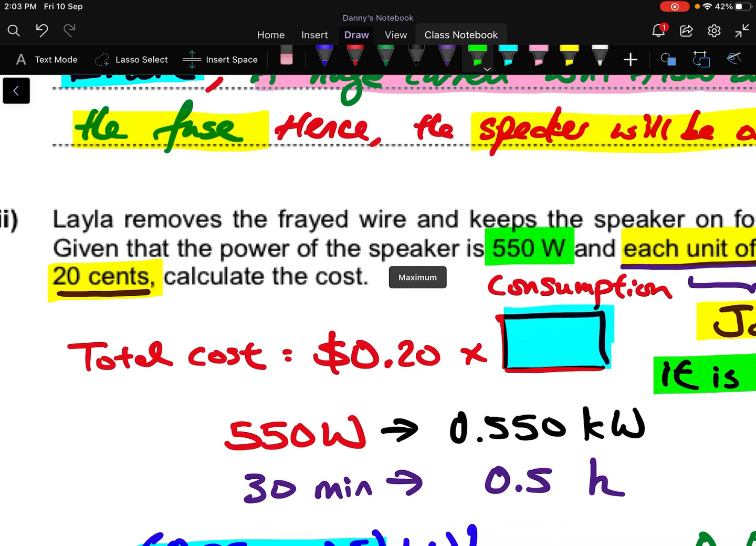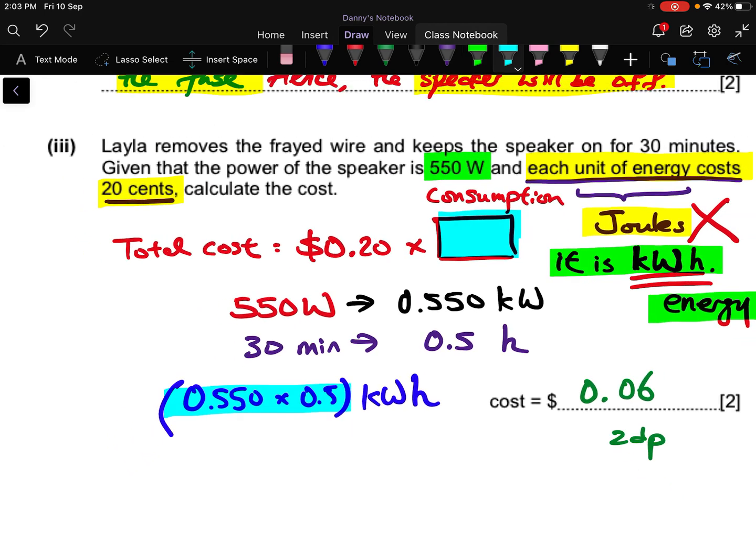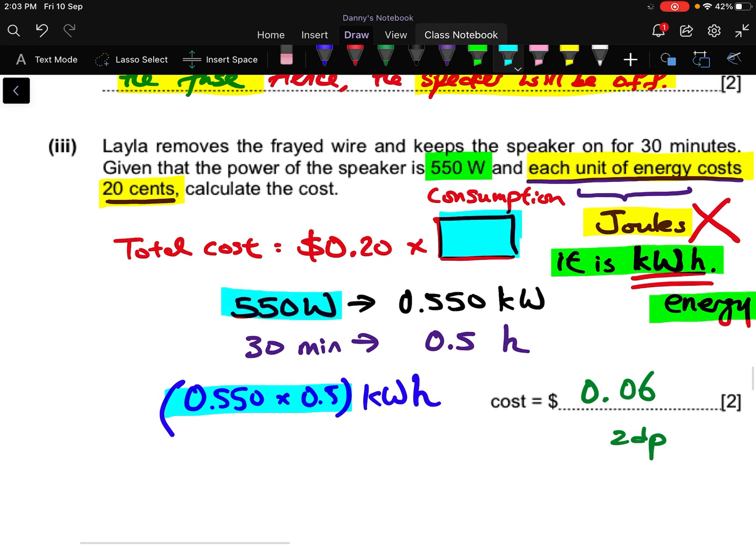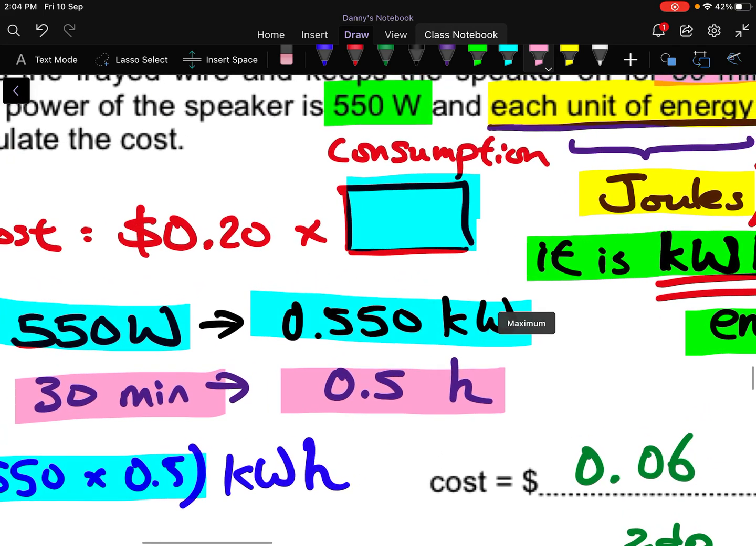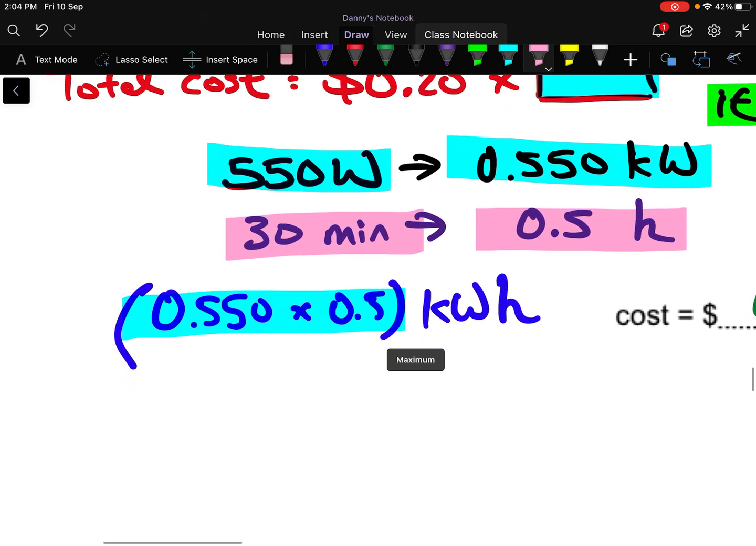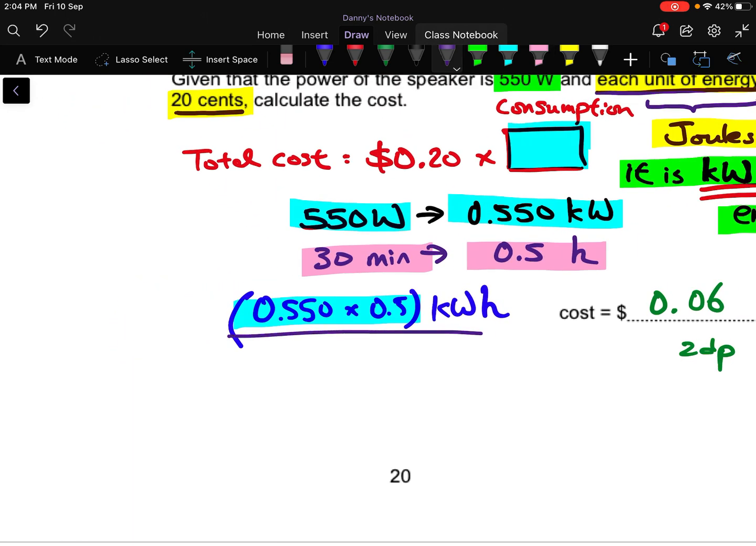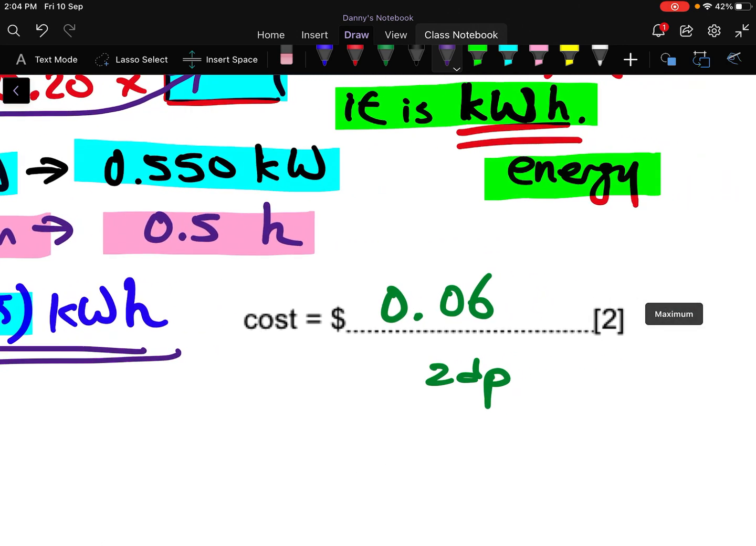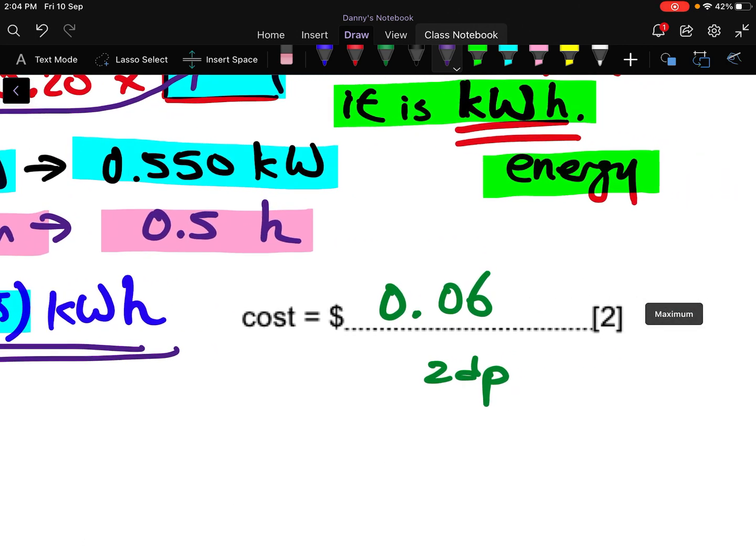So how do you find kWh? Well, it is actually quite straightforward. You take the W, the power rating, and turn it into kW. Then after that, you take the duration and change it into hours. So now you have kW and h. How do you get kWh? You multiply the two of them together. Once you multiply them together, this will be your consumption in terms of kWh, and you can substitute it in here, and you will get the cost in 2 dp.